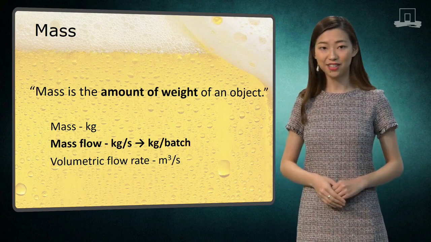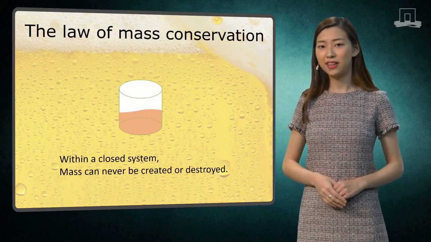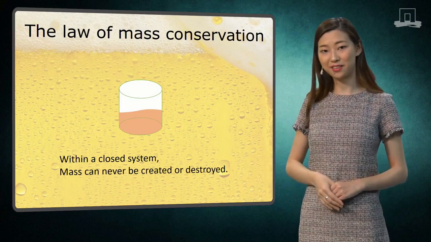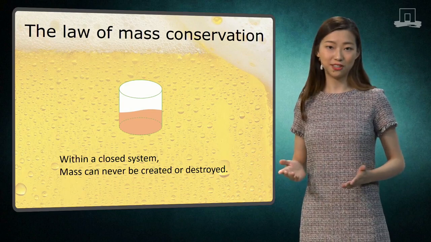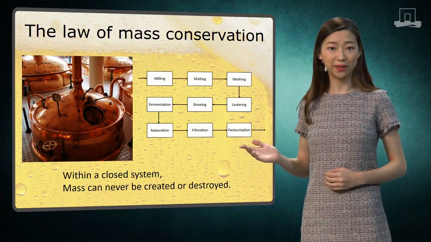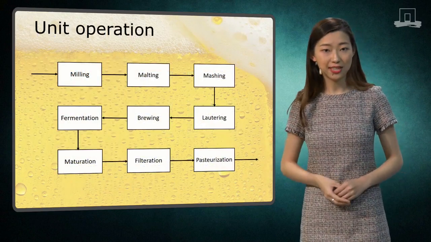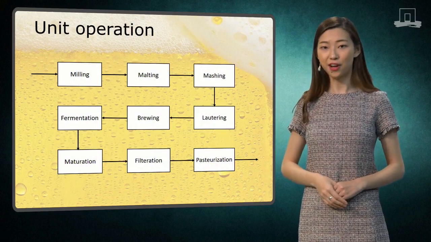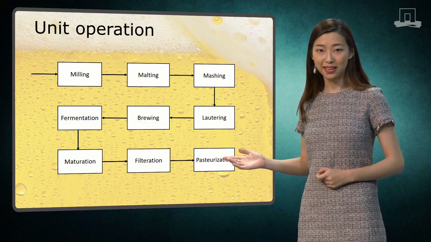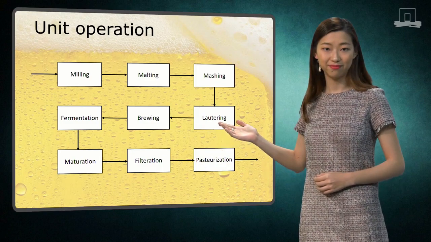When dealing with mass, the law of mass conservation is very relevant. Within a closed system, the mass can never be created or destroyed. This closed system could, for example, be the malting step, but also a combination of several steps. Each individual step in the production process is called a unit operation. As you can see from this diagram, each production line consists of several unit operations.